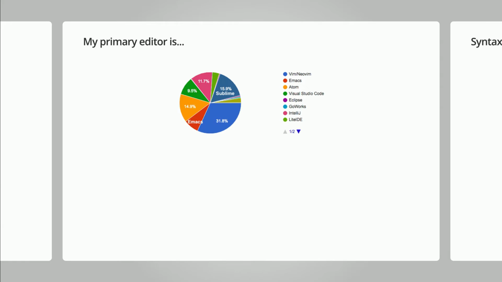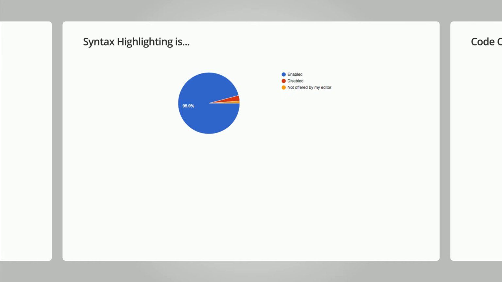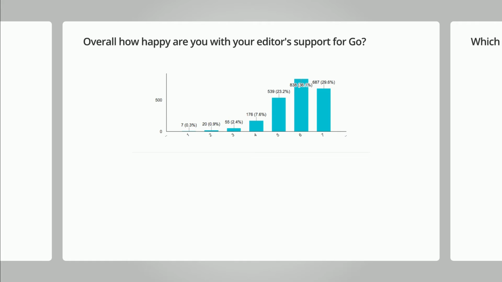Vim wins out as an editor, along with Emacs and Atom. I personally like Visual Studio Code. I never thought anything would pull me away from Vim, but it has. Pretty much everybody uses syntax highlighting, though I know there are some people who don't. Roughly three quarters have code completion turned on. And for the most part, most people are pretty happy with what their editors provide as far as support for Go.